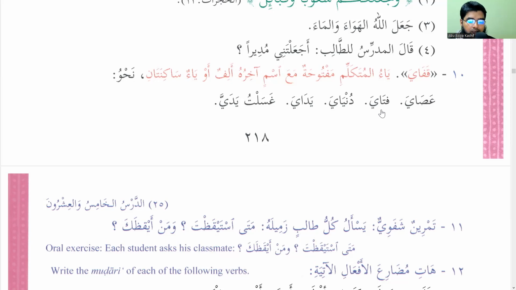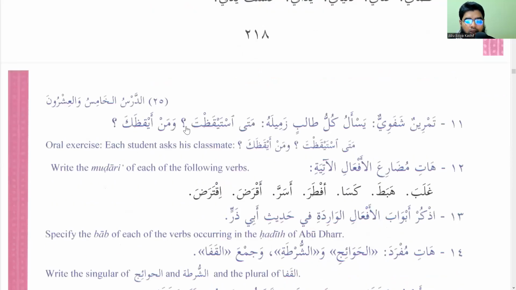Fataya, fataya. What is fataya? Fatan, my two, fatani, fataya. And we learned this in the dual lesson also. My two young boys, dunyaya, my world, yadaya, my two hands, ghasaltu yadayya. Yadayya is ya with a sukoon. Again we'll give a fatha. We learned this rule in the dual lesson also.